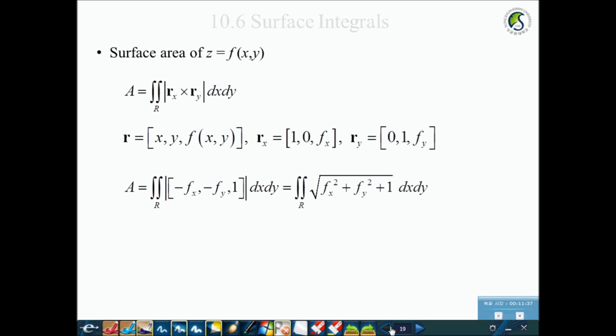We have another application here: the surface area when z is a function f of x, y, where z is given as a function of x, y, like that.